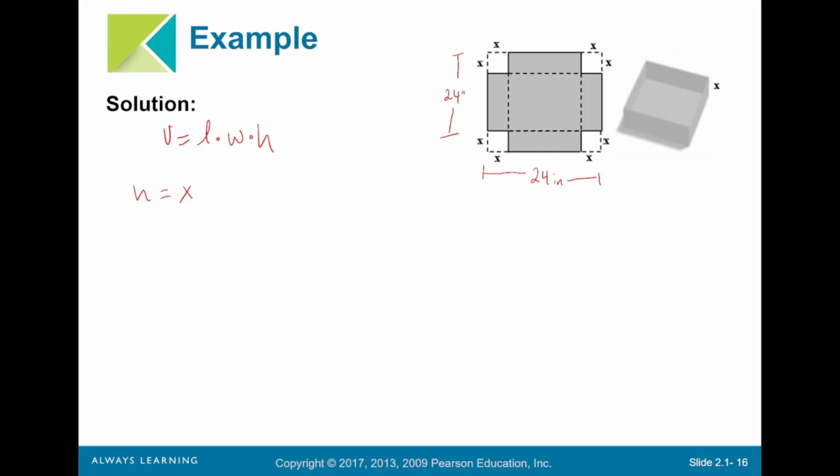Then my length and my width, which are the same because this is a square, is 24 minus 2x, right? Because I've taken off an x piece here and an x piece here, and the full length was 24, so as I remove those two, I get 24 minus 2x. That means my volume is my length, which is 24 minus 2x, my width, which is 24 minus 2x, and my height, which is just x. That is our volume function.